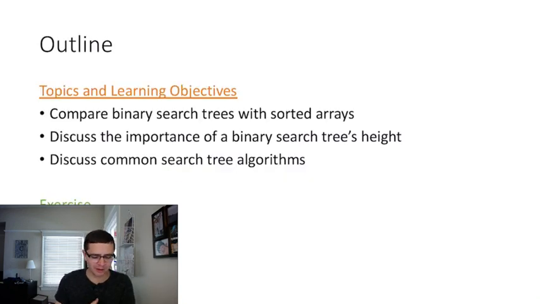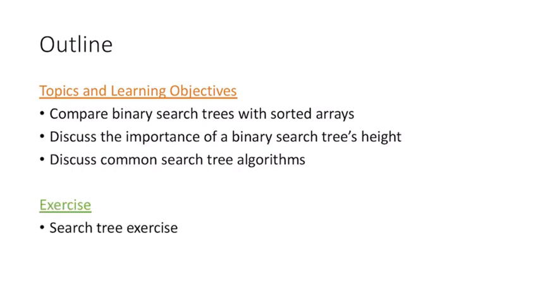So the way we'll start this set of slides is we'll first compare binary search trees with their biggest competitor, which would be sorted arrays. We'll emphasize what it means to have different heights of a binary tree, and then we'll talk a lot about common search tree operations. And there will be an exercise associated with this set of slides.